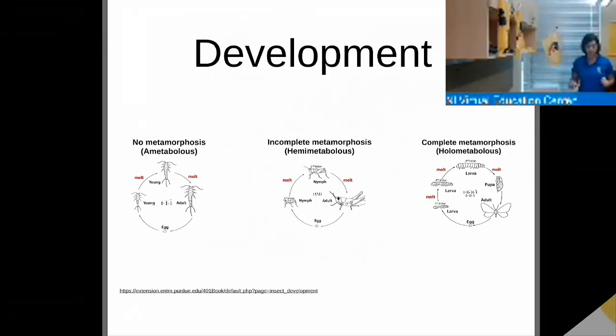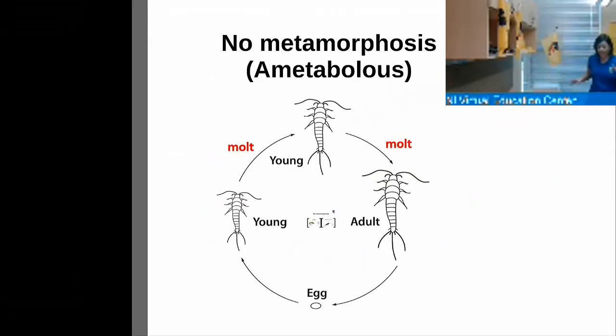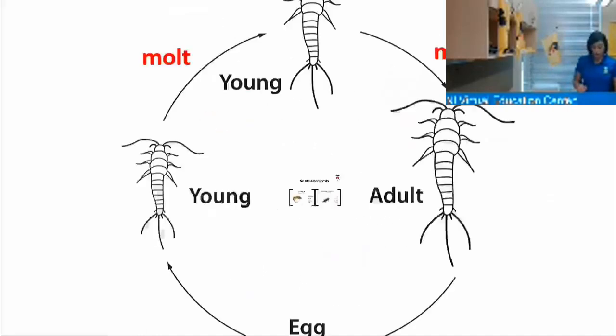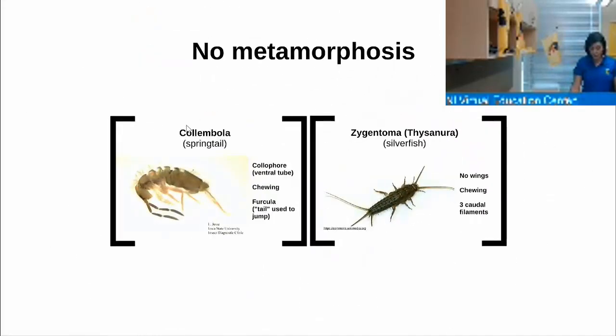Okay, so let's see. Who does not have metamorphosis? Just look, the silverfish. The young and the adult, they look exactly the same. What changes? The size. They look exactly the same. So from the egg, it hatches the young, also called nymph. And they need to grow. When they grow, they molt. They change exoskeleton until they become adults. So silverfish and springtail have no metamorphosis.